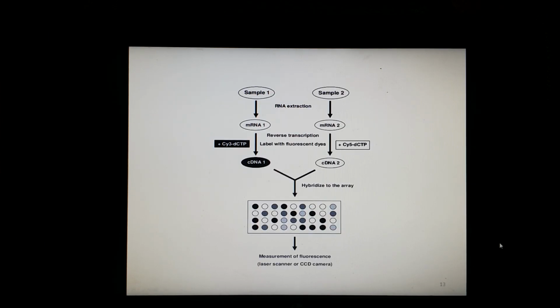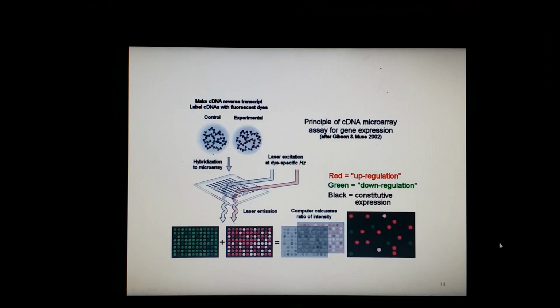Here you can see the diagrammatic representation of the entire process that we have discussed in our previous slides. This is also a diagrammatic representation, and you can see that first we have to make the complementary DNA by reverse transcription, and then we have to label these complementary DNAs with fluorescent dyes, and you have two experiments, control and experimental. After that, you hybridize this to the microarray, and then the laser is used, dyes are used, and after the laser emission you can see the pattern on the computer. So this is basically the principle of the complementary DNA microarray assay for gene expression that we have discussed.